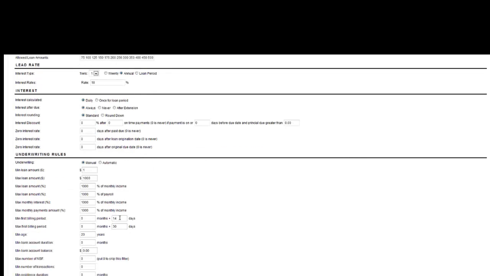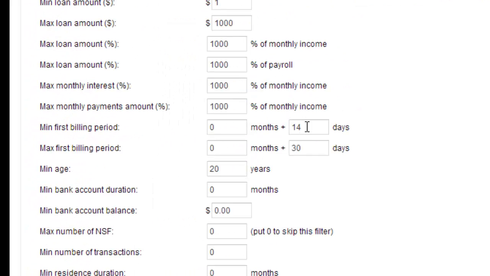Right now we have it for bi-weekly. We have 0 months plus 14 days. And that's the minimum first billing period. The maximum is 0 months plus 30 days. But if we wanted to change that, you could just change it to 1 month for the maximum and 14 days for the minimum. Or you could make it 7 days. It could be weekly for the minimum. But that's totally up to you. But make sure that you input a number here that fits what you have planned.